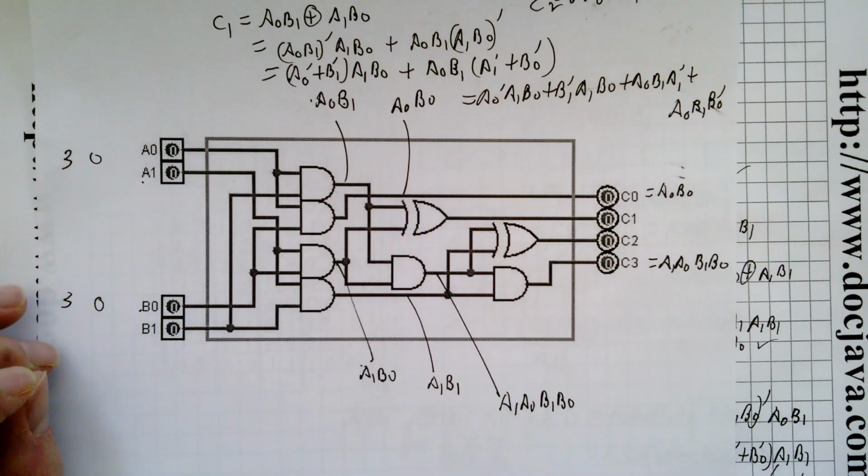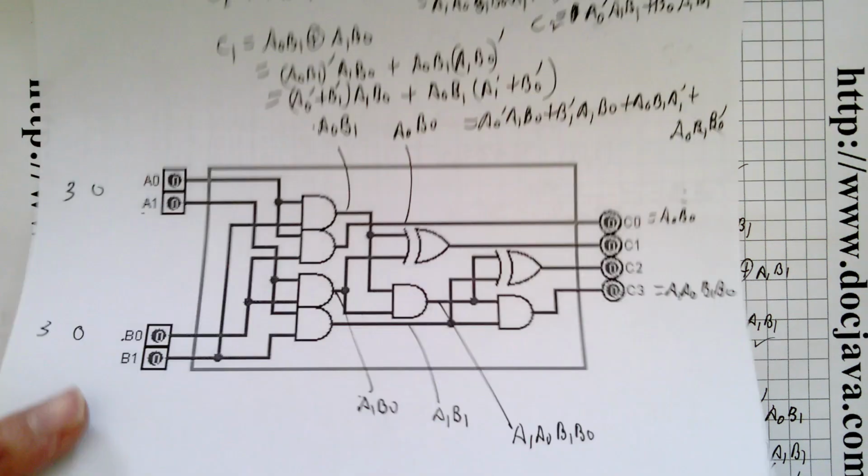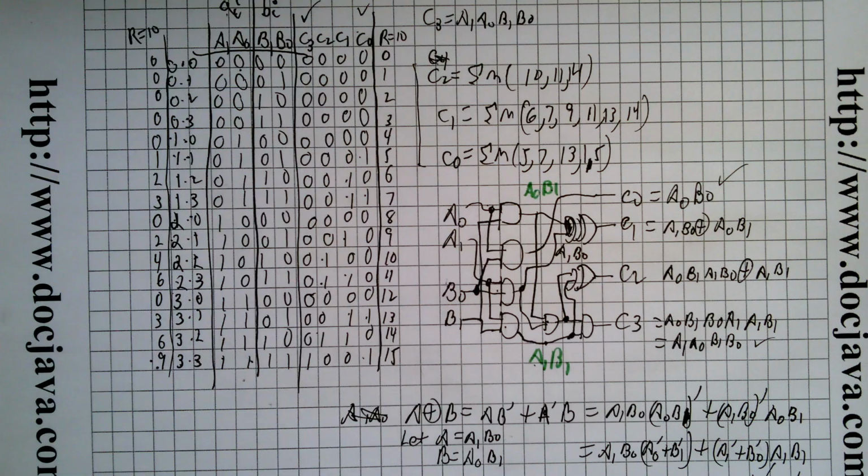So it's a true-false question. Number 14, is the following a 2x2 binary multiplier? And the answer is yes, it is. And it's a deceptively difficult question. Deceptively difficult. So that's question 14.